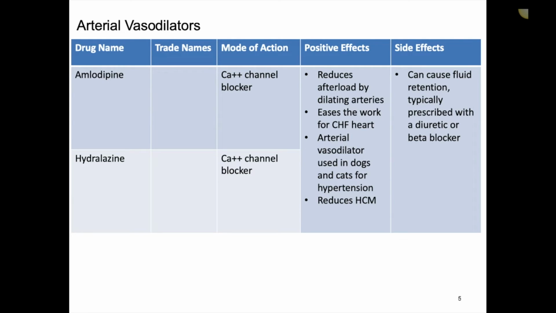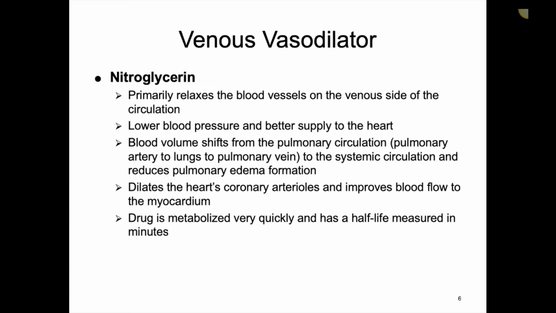They are arterial vasodilators used in dogs and cats for hypertension, and they actually reduce the effects of hypertrophic cardiomyopathy. They can cause fluid retention, we have to be aware of that, and typically they're prescribed with a diuretic or with a beta blocker. Most often we're administering these as an oral format. So then we have venous vasodilators.